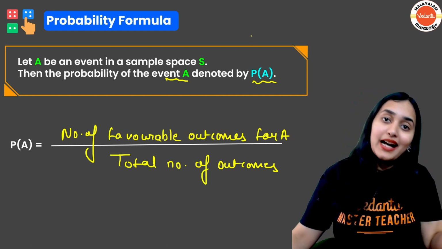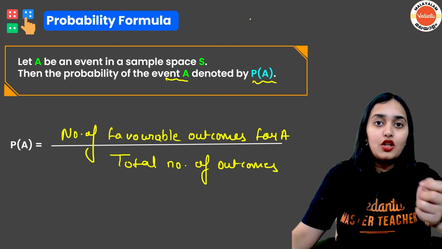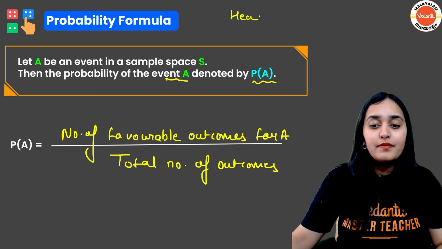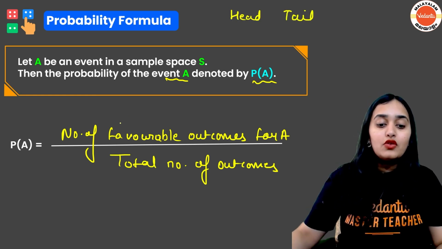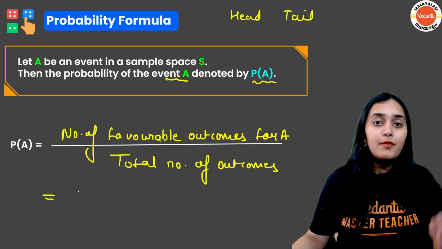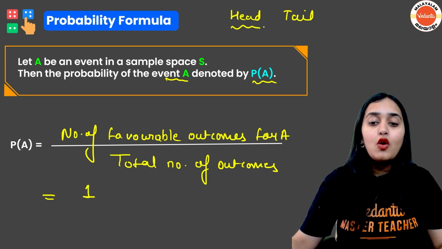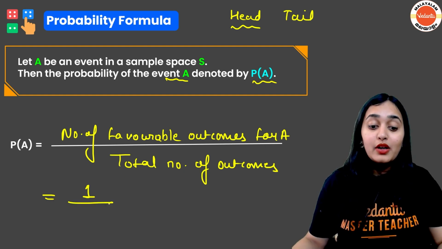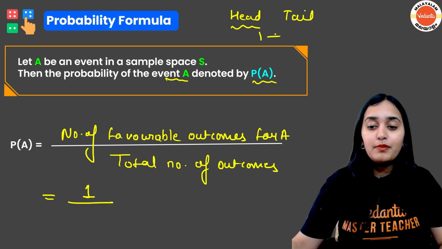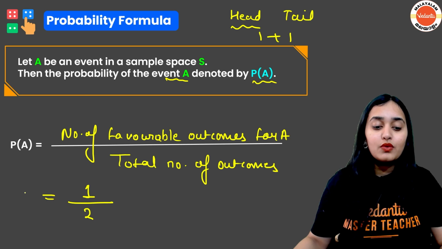For example, again, if you toss a coin, either head will come or a tail will come. So what is the favorable outcome for head? There is only one possible favorable outcome because only one time the head can come. But what is the total number of outcomes? 1 plus 1, total number of outcomes are 2. So the probability of getting a head will be 1 by 2.